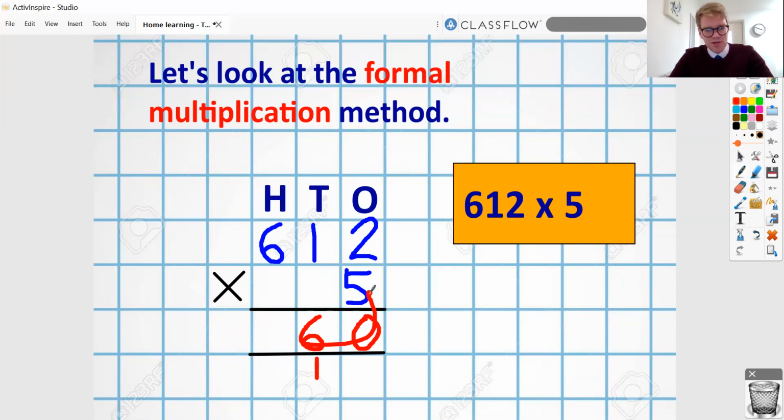And my last one is 5 times 6 in my hundreds column. Well, 5 times 6 is 30. I'll tell you what, I wonder if you can spot the mistake I make. 30, there we go, 30. What's the mistake I've made? I wonder if you've got it.